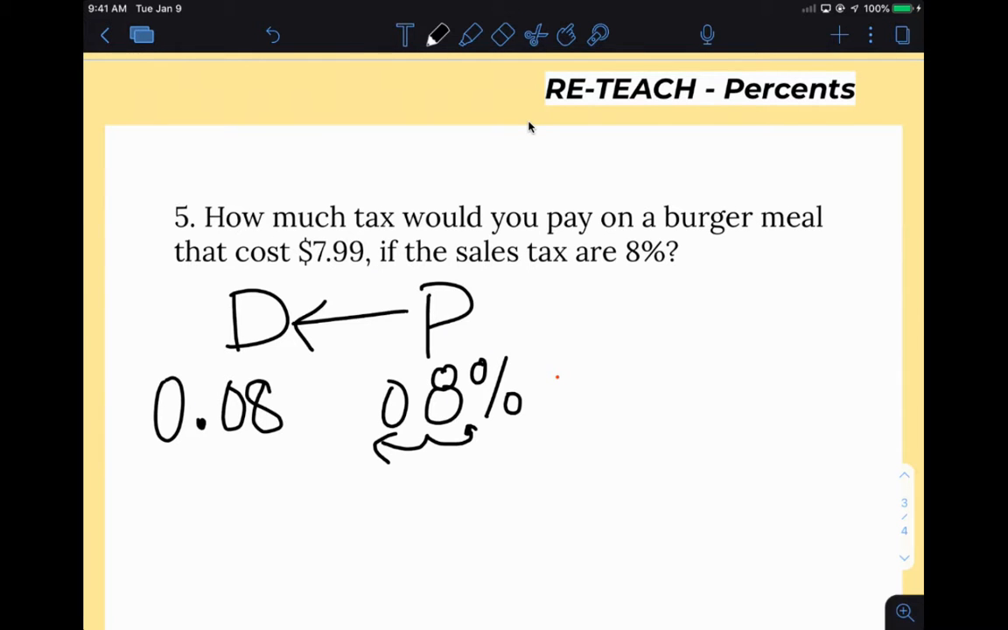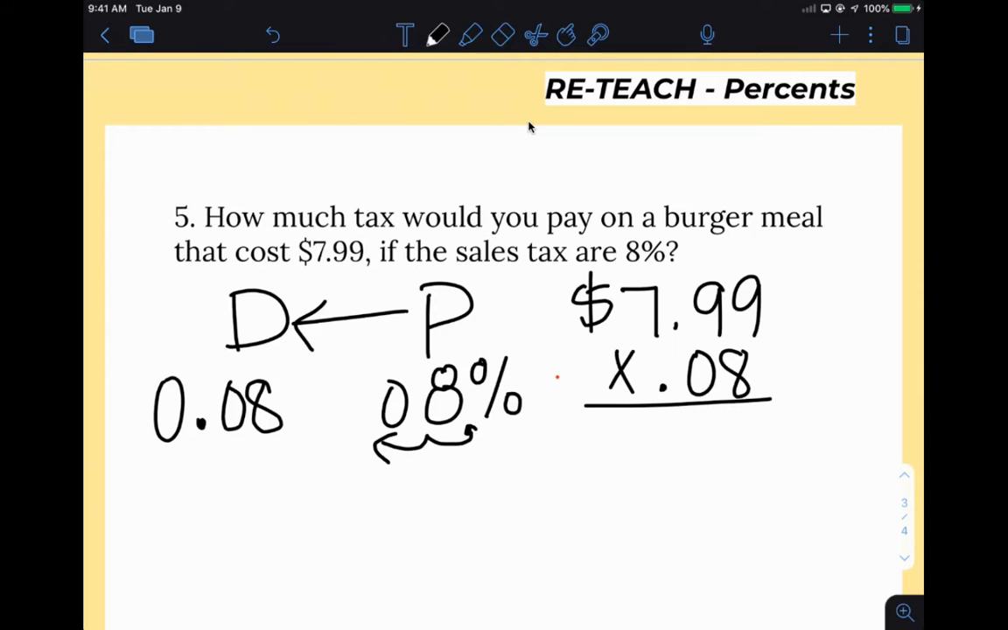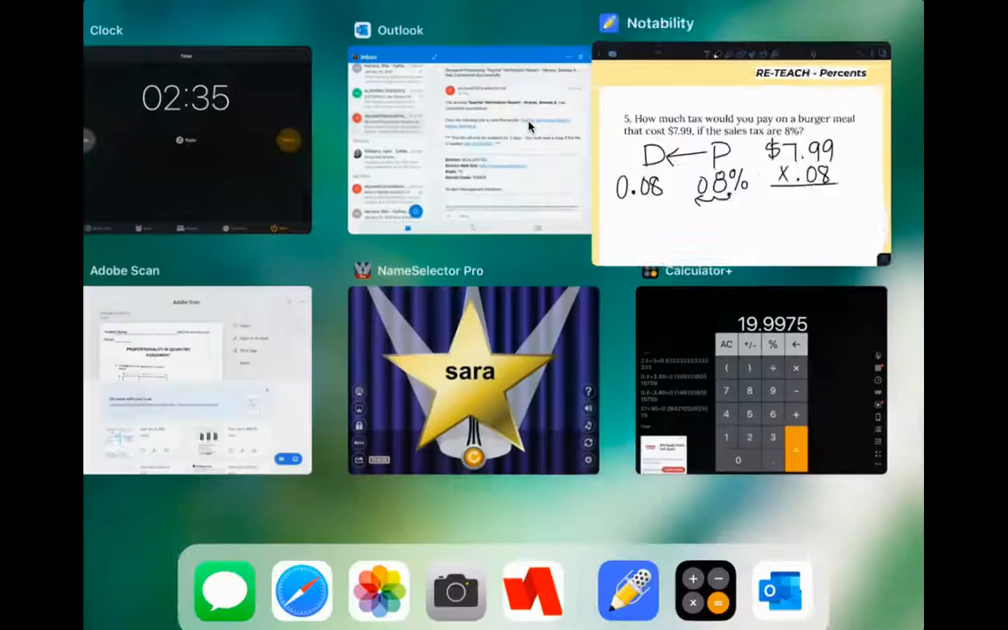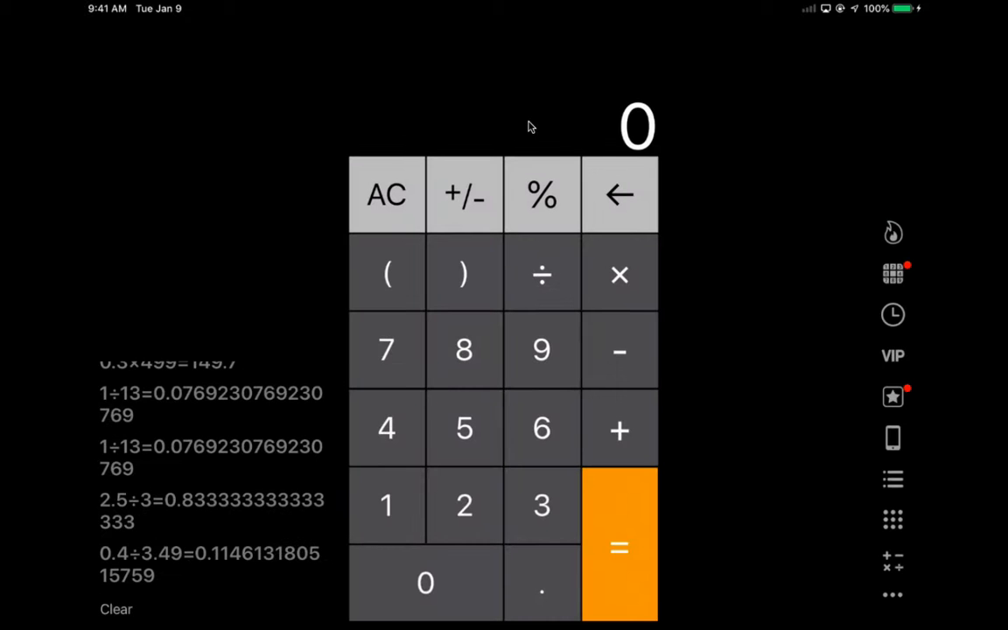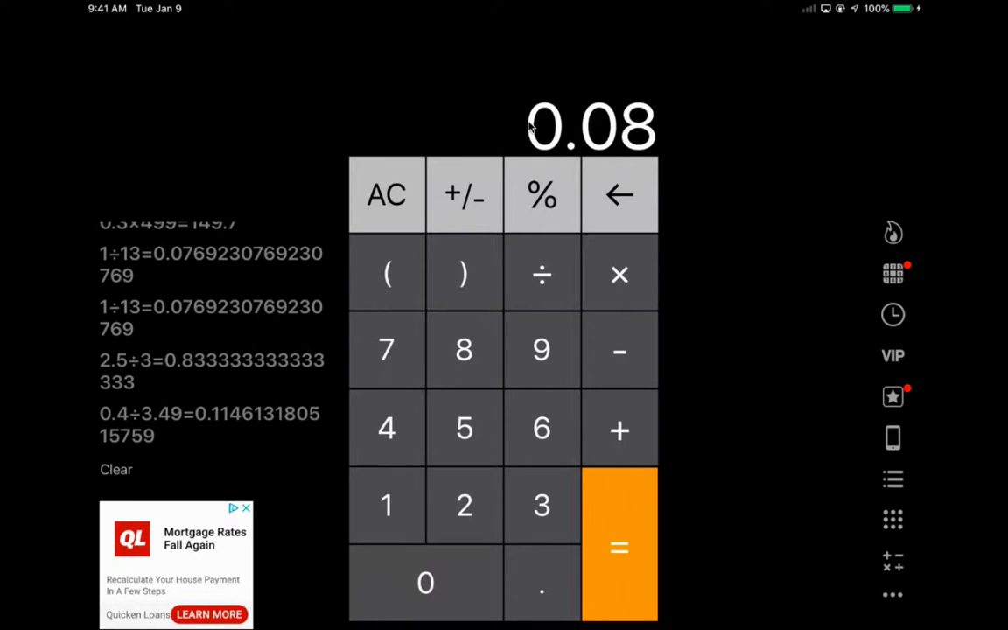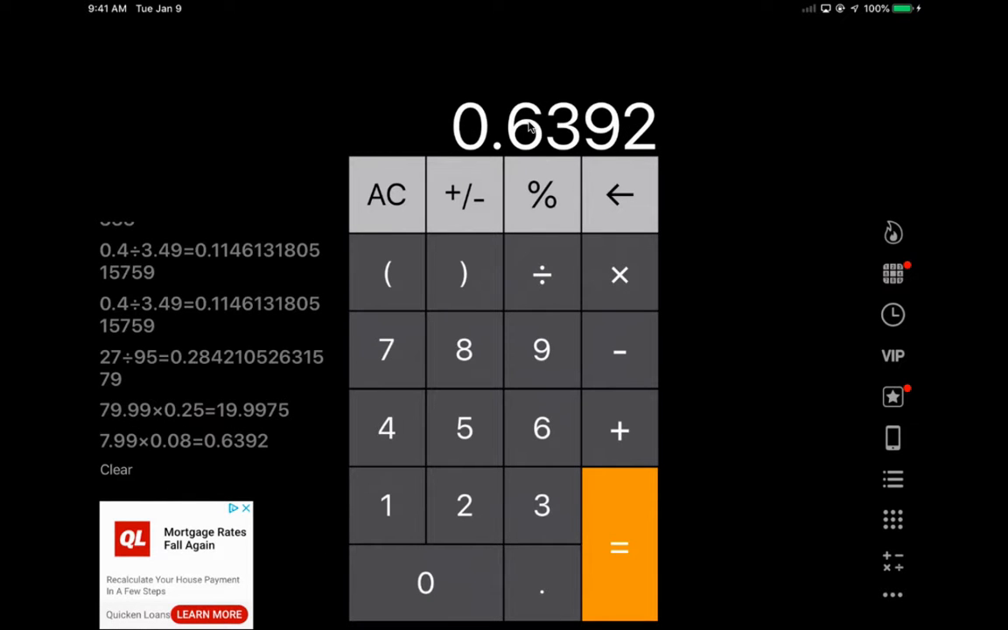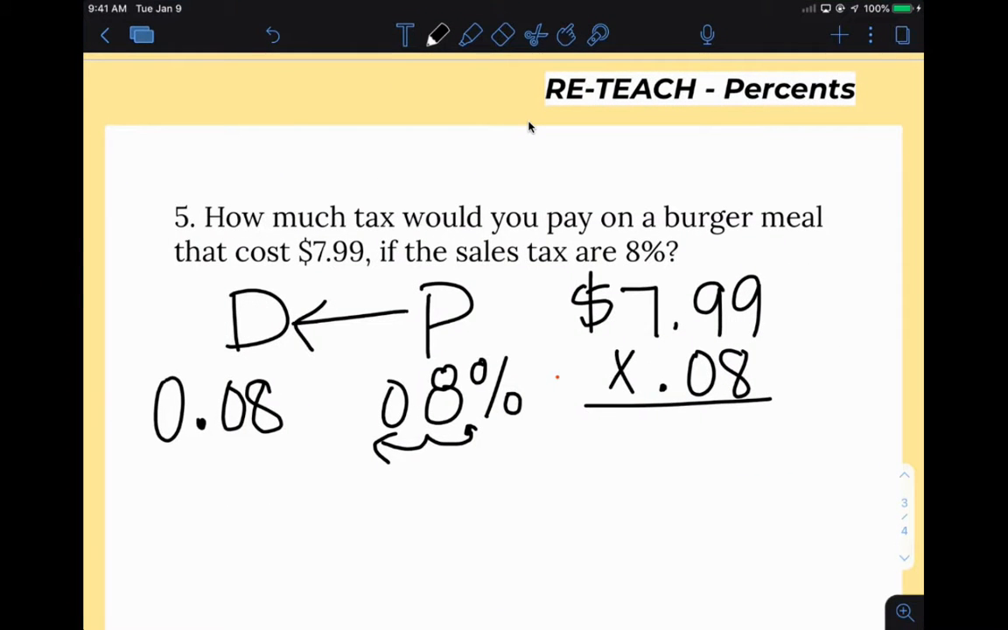We multiply that by $7.99, right? Let's use our handy dandy calculator. $7.99 times 0.08 is 0.6392, but we need to round, right? So 0.6392. I look at the third decimal place, and that 9 is going to bump that 63 cents into 64 cents, right?